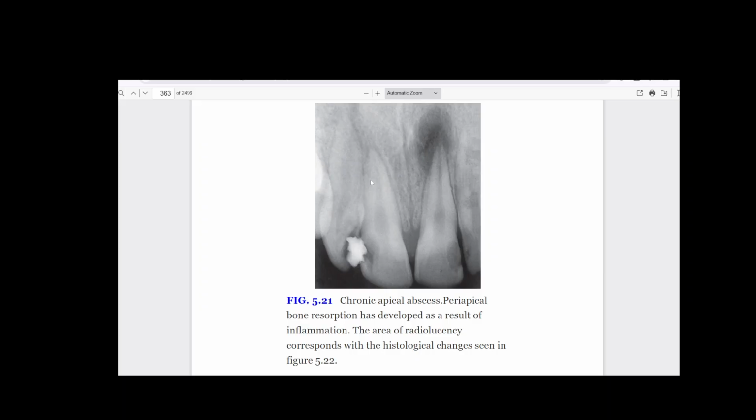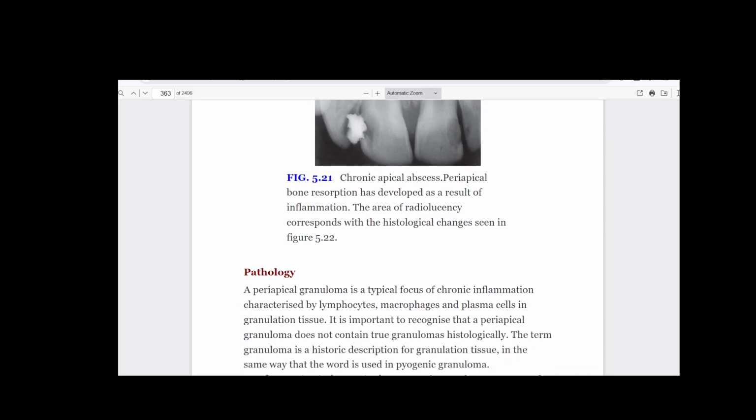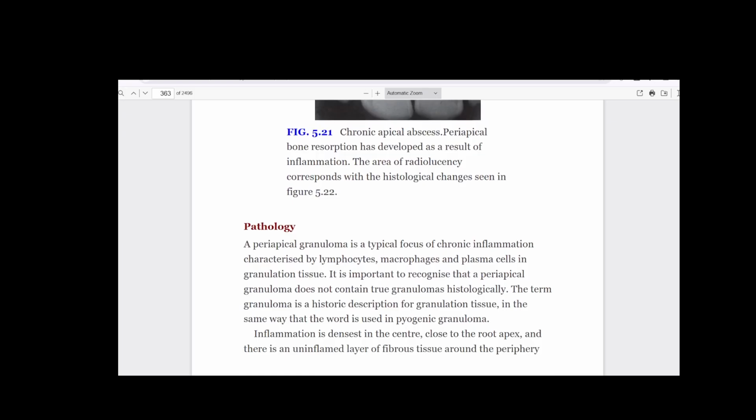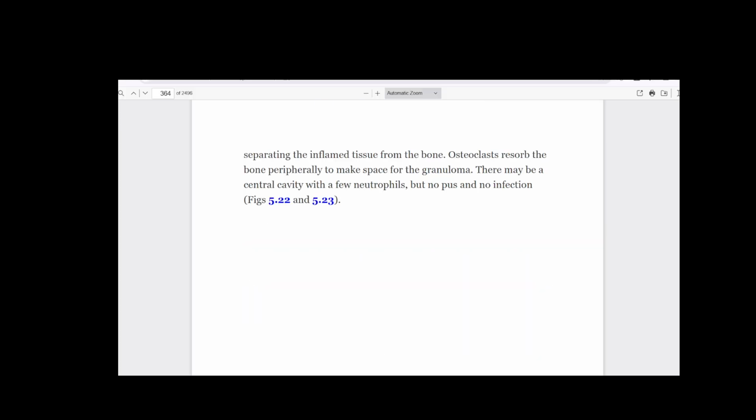Pathology: a periapical granuloma is a typical focus of chronic inflammation characterized by lymphocytes, macrophages, and plasma cells in granulation tissue. It is important to recognize that a periapical granuloma does not contain true granulomas histologically. The term granuloma is a historic description for granulation tissue, in the same way that the word is used in pyogenic granuloma. Inflammation is densest in the center, close to the root apex, and there is an uninflamed layer of fibrous tissue around the periphery, separating the inflamed tissue from the bone. Osteoclasts resorb the bone peripherally to make space for the granuloma.